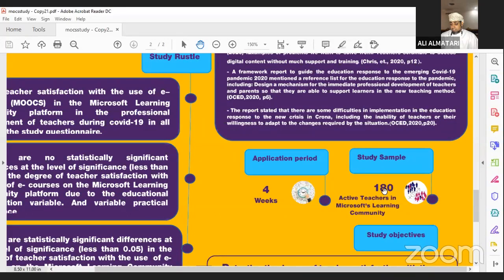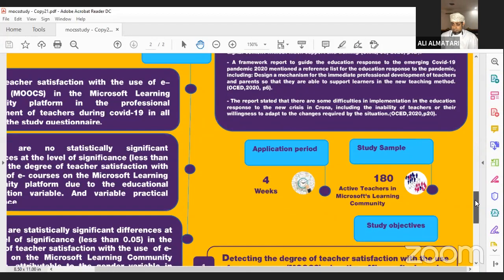Our study sampled 180 teachers, active teachers in Microsoft Learning in March. This is in March 2020. So now the number of teachers has increased, but this is 180 from 200. For the application period, we used a questionnaire and distributed it for 4 weeks to get the responses.